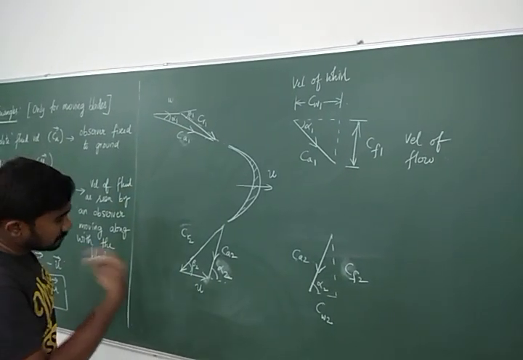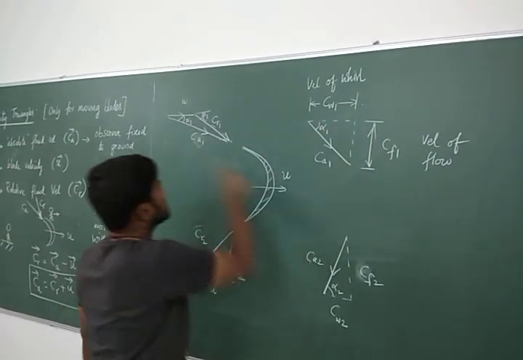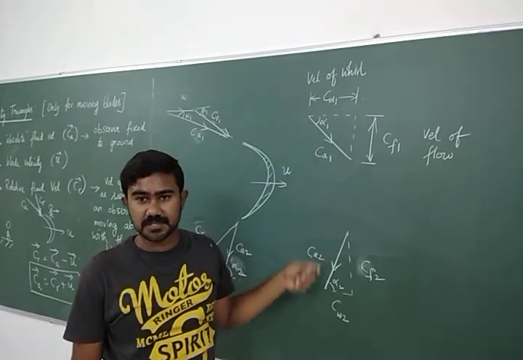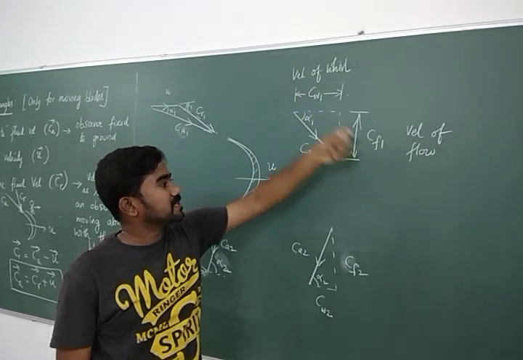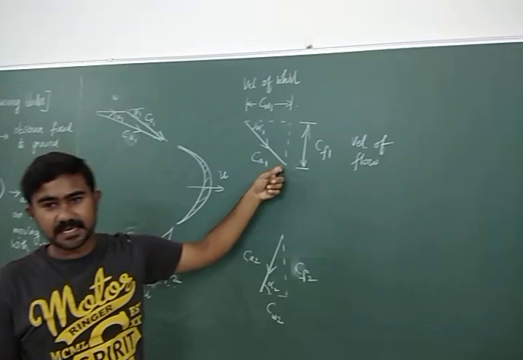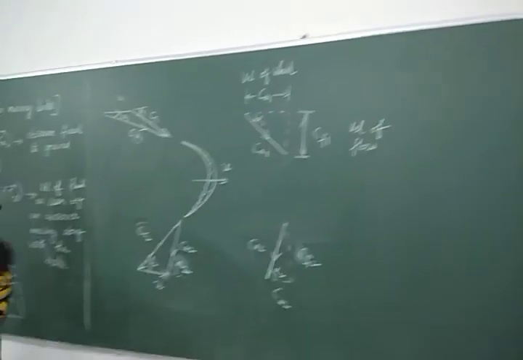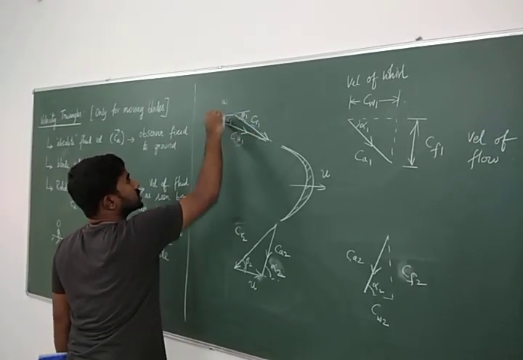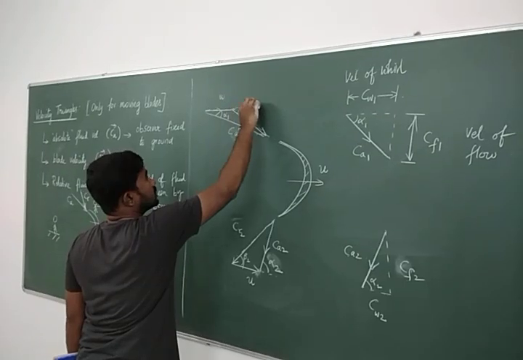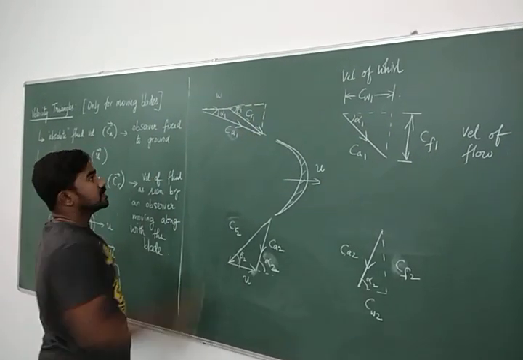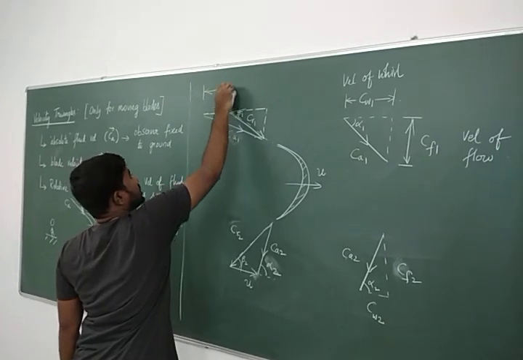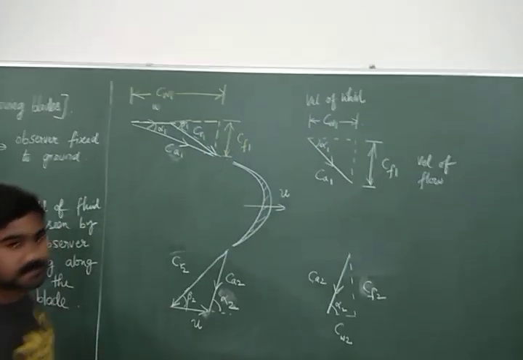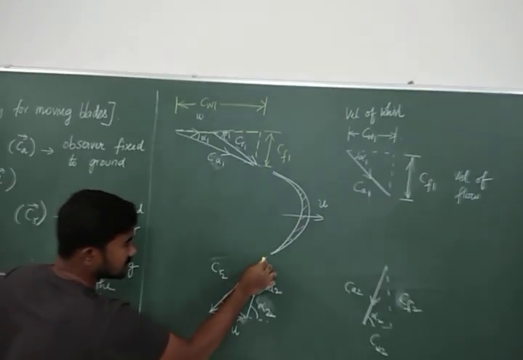Now some books show these two components also in the velocity triangle. So finally, when I draw the velocity triangle, I will be showing all these components also. Don't get confused. These CW1 and CF1 are nothing but the components of CA1. Now if I show these in this velocity triangle, this is CA1, so its components are going to be like this. This will be CW1. This will be CF1.